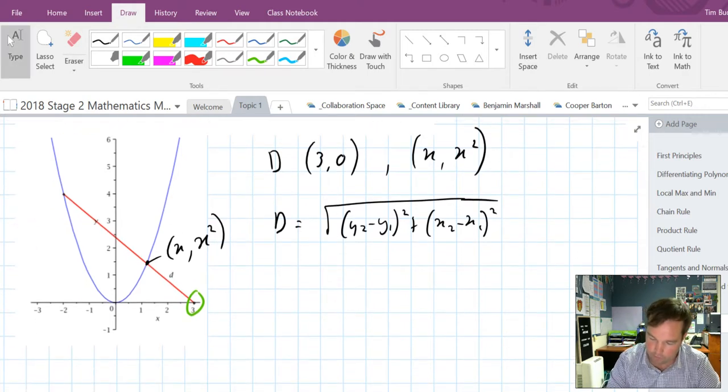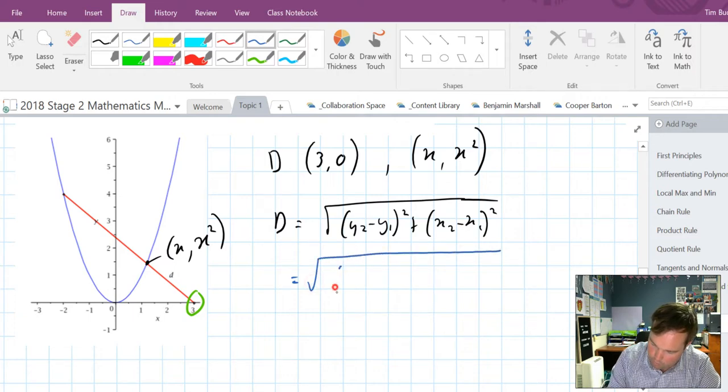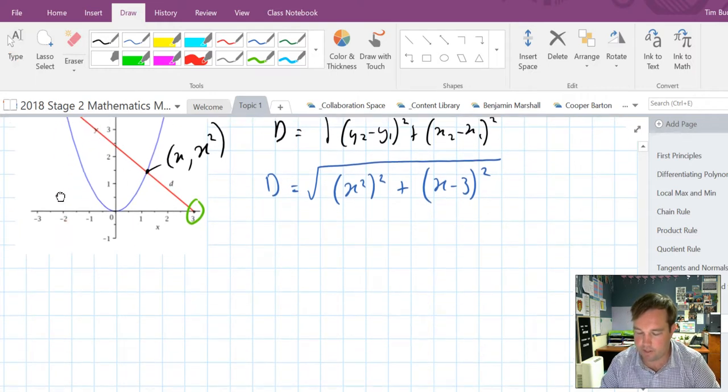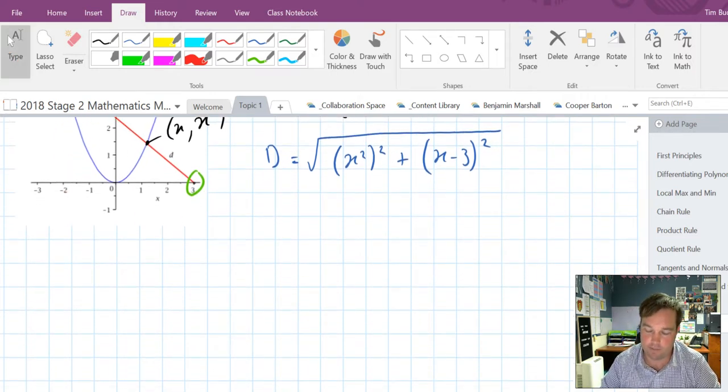So subbing in and solving here looks like, well, the distance is going to be equal to the square root of y2 take y1, which I'm going to say is x squared take 0, squared, plus x take 3 squared, and that's the distance. All right. Now we have an expression for the distance. We want to try and minimize the distance. So to minimize the distance, I would be expanding and simplifying under there.